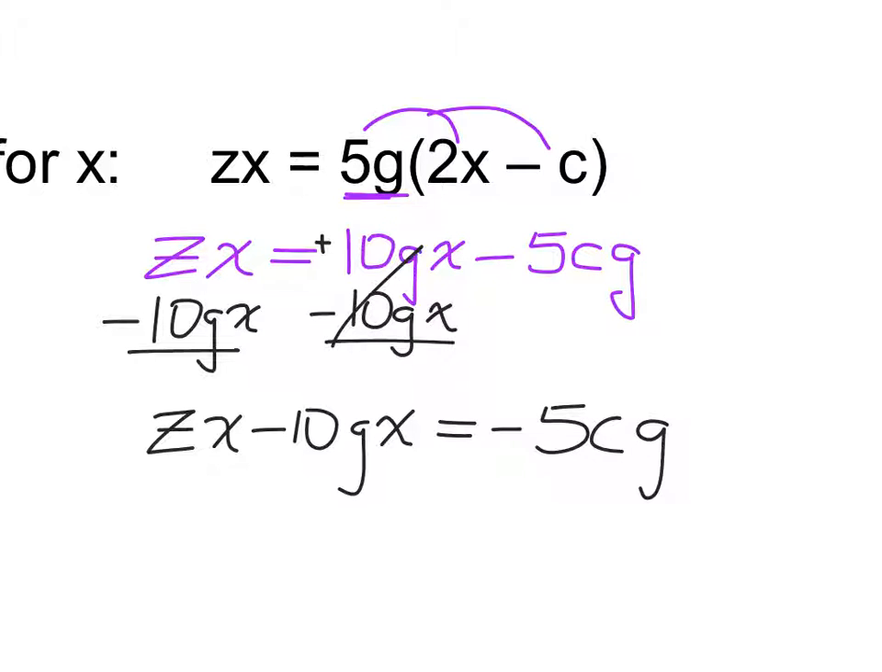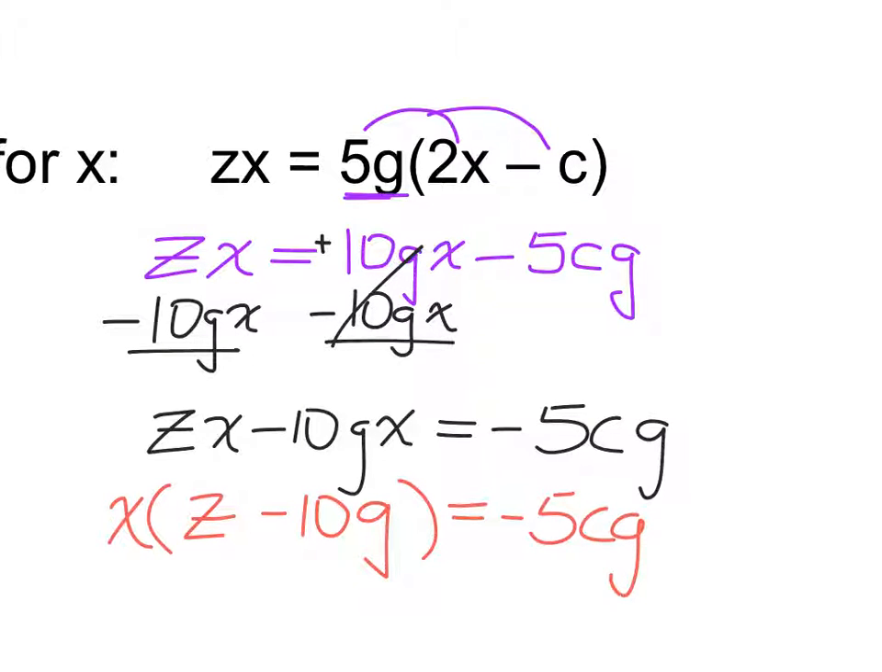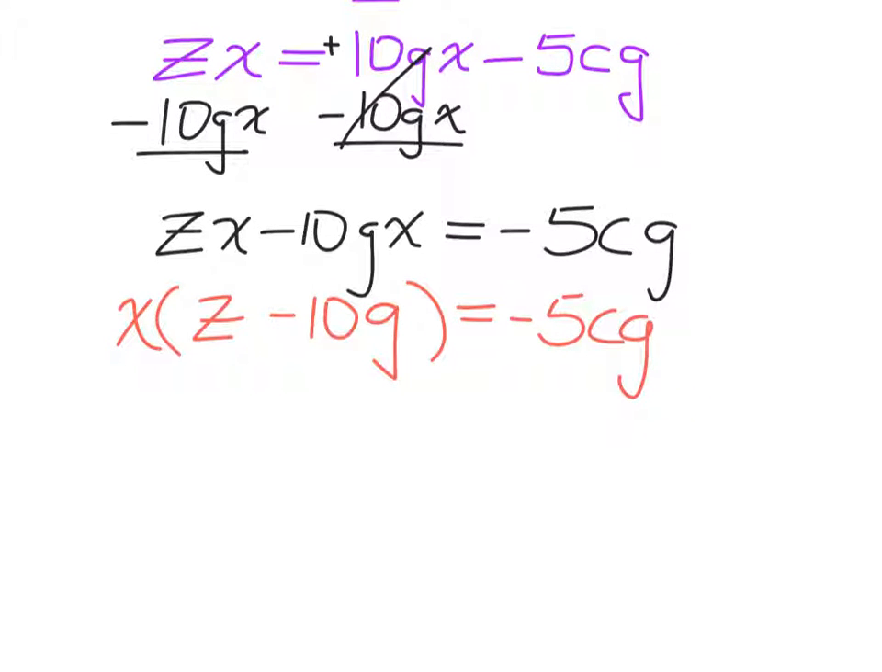Factor. What's going in front? X is going in front. Commonality goes in front. So whatever's in common to two terms goes in front. Remove it from each part through division. And then check by using the distributive property. X times g, yep. X times negative 10g, yep. So we're in good shape. And so the final step would be to do what? Divide.